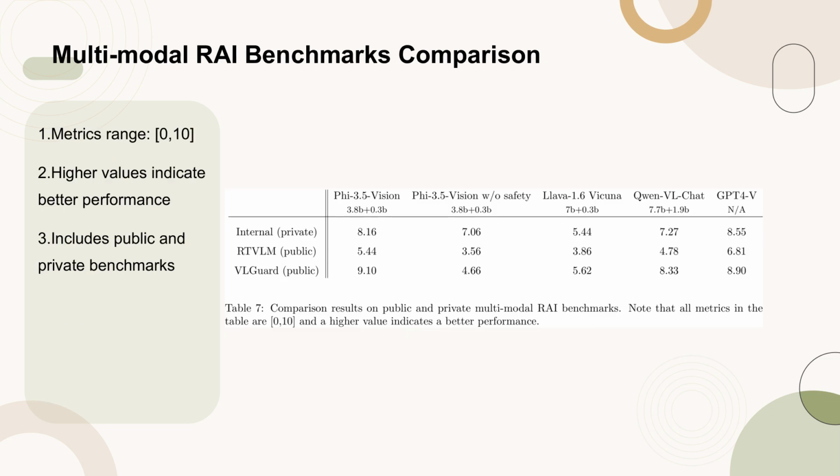Table 7 presents a comparison of Phi-3.5 Vision's performance on both public and private multimodal responsible AI (RAI) benchmarks. The table includes metrics that range from 0 to 10, with higher values indicating better performance. This comparison is crucial for understanding the effectiveness of safety post-training and enhancing our AI capabilities across various benchmarks.